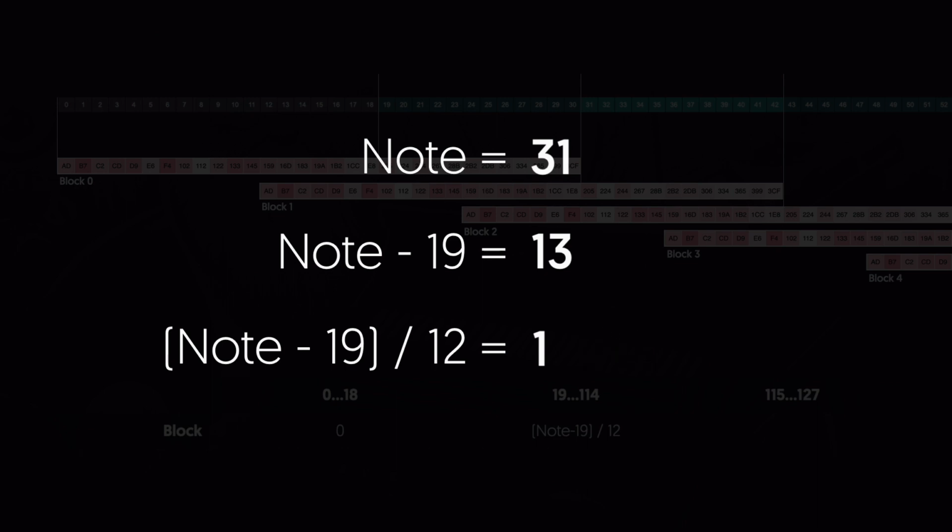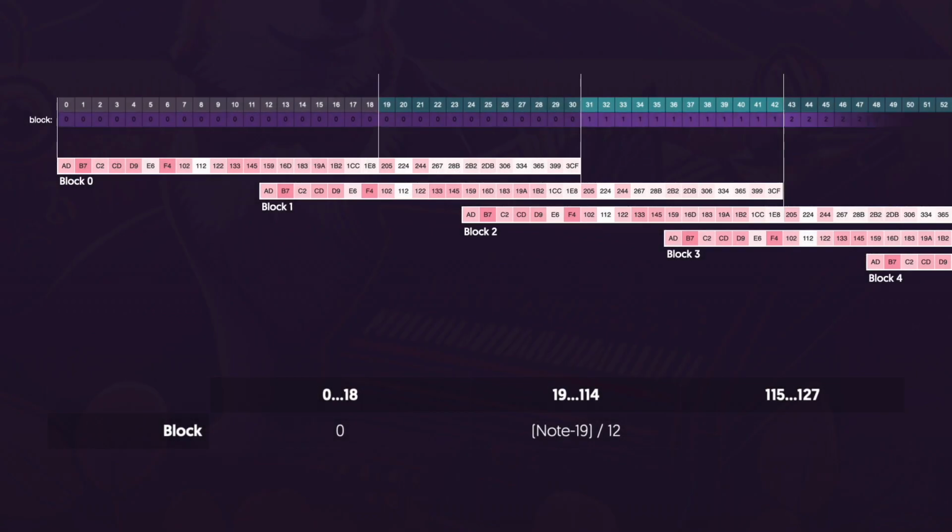And since this is integer math, the fraction part's just going to drop off, and that'll leave us with 0, 1, 2, etc., and it'll increment every 12 notes. This works great until you get to MIDI note 115, and at that point, the block number would be 8, which exceeds what we can represent using a 3-bit value. And this is why we can't represent any notes higher than 114. Okay, so that's the block number.